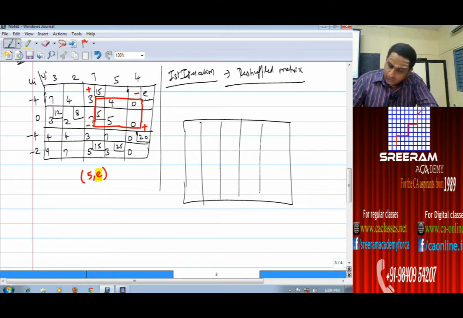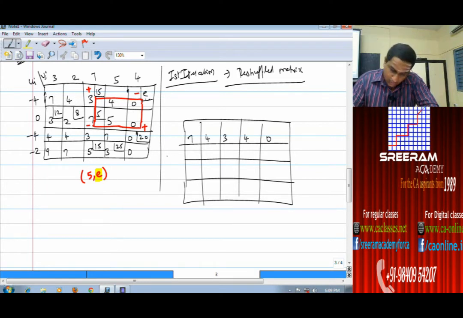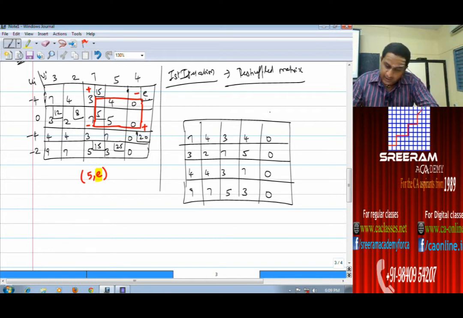1, 2, 3, 4, 2, 3. 7, 4, 3, 4, 0. 3, 2, 7, 5, 0. 4, 4, 3, 7, 0. 9, 7, 5, 3, 0. Now 15 plus E will be 15 only. E minus E allocation will be gone here. Here you will be getting E. In this place you will be having 5. Other things will not change.